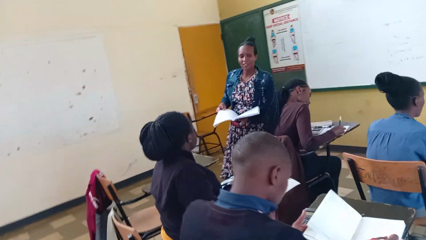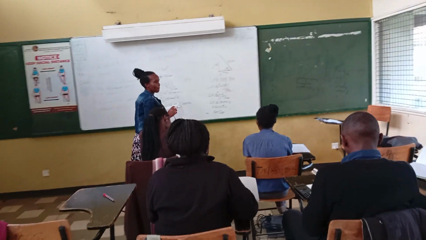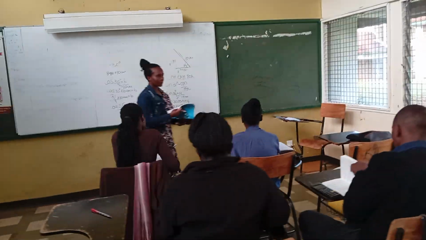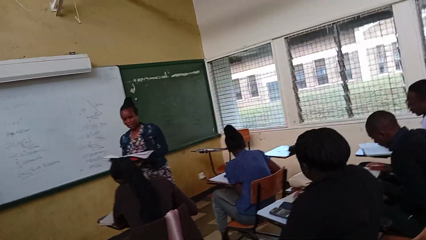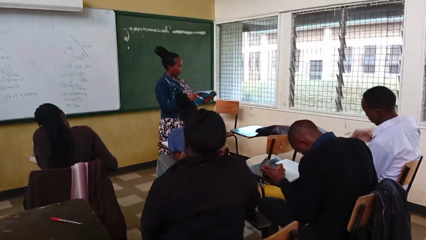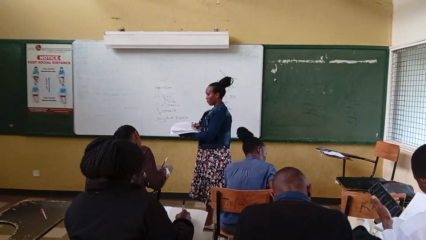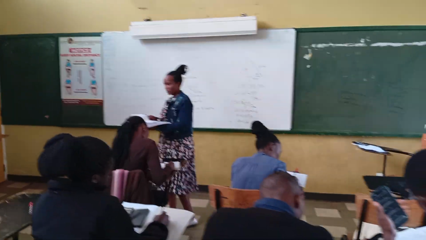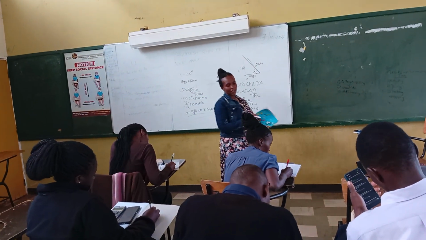I hope everyone knows how to use calculators. Is there any particular challenge? Are we okay? Yes. Our second question: in a right angle triangle, the opposite side is 6 centimeter, and the adjacent side is 8. Find the angle and the hypotenuse.